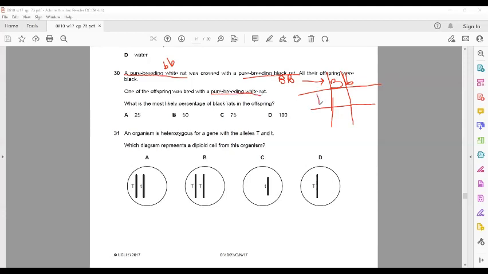It means that they bred it with this one, they crossed it with this one. Okay, so now if I construct the table, it becomes Bb, which is black in color, and bb, white. This one again, Bb, black. This one is white, isn't it? So it becomes 50-50. 50% black, 50% white, or half of them are black, half of them are white. So the answer is B, isn't it? This one is the answer.